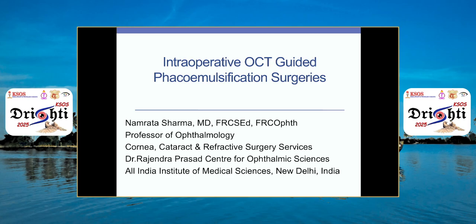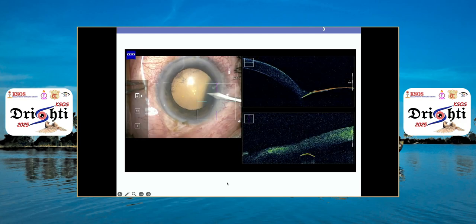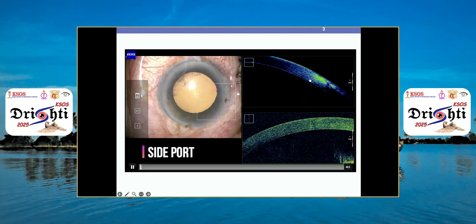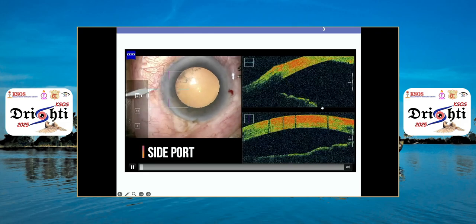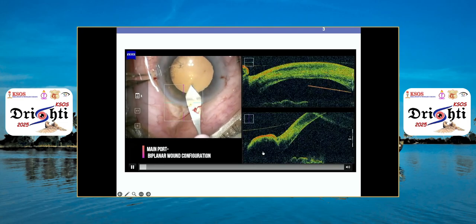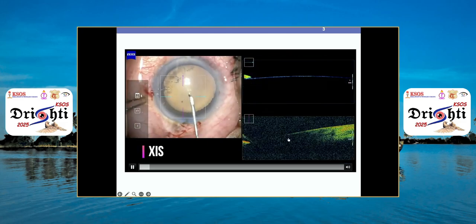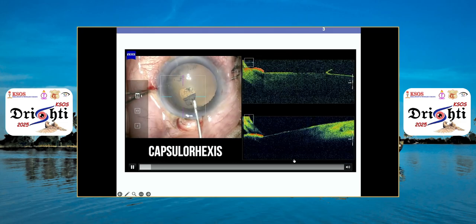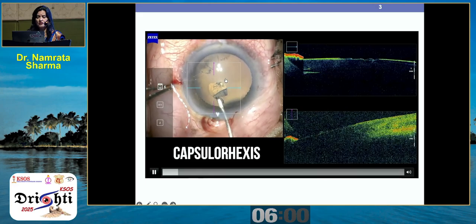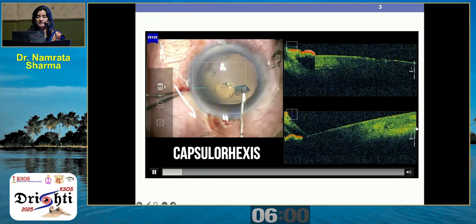This intraop OCT is actually inside the operating microscope, and again, no financial interests. You make a side port, and this comes in a small window on one side, where you can see the side port being made. Then you make a uniplanar, biplanar or multiplanar incision. As you do the capsulorhexis, you focus on the lens. The flap is initiated here, and it can also be seen in the lens.